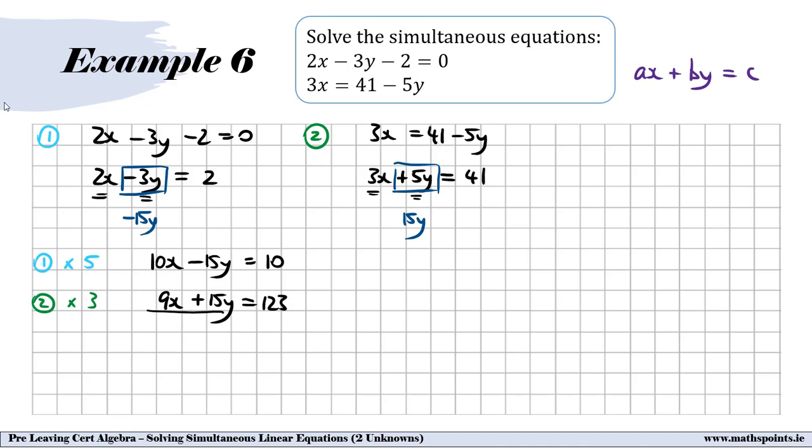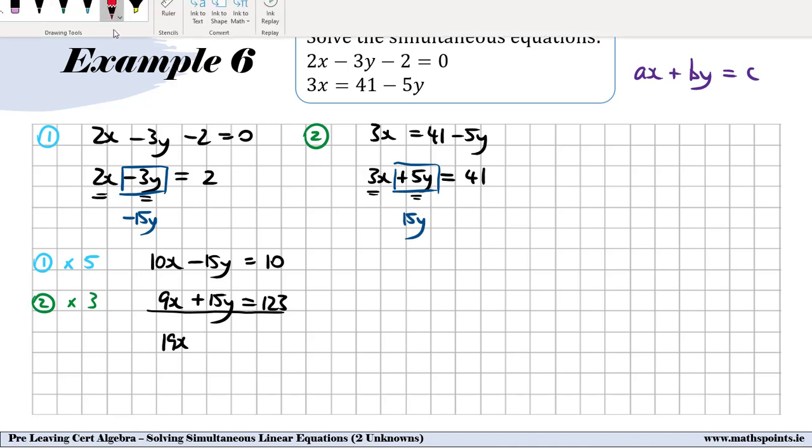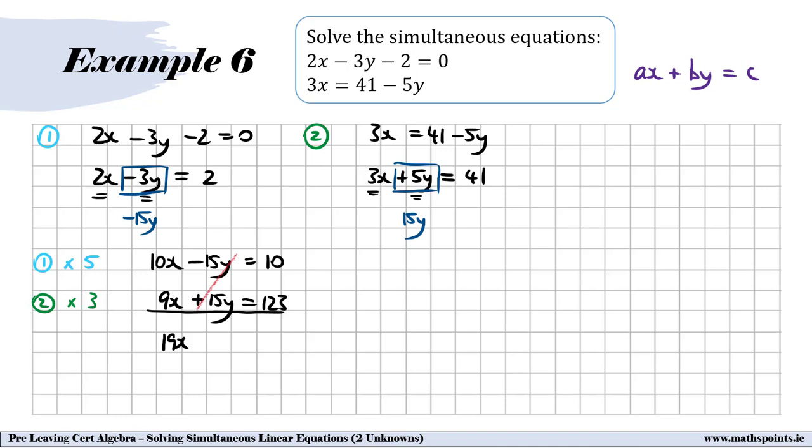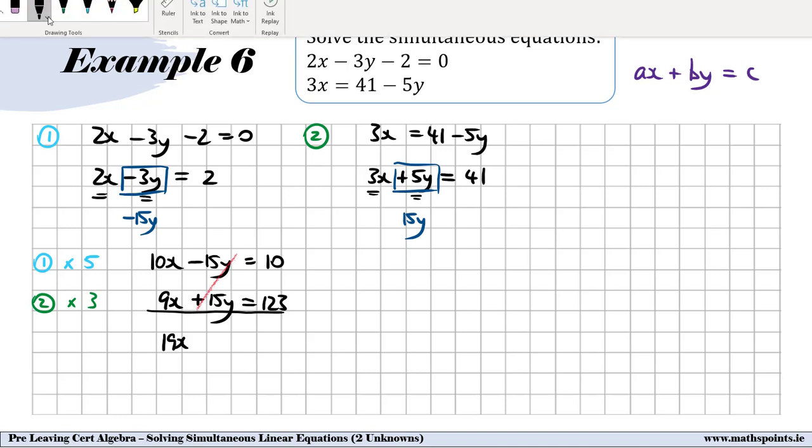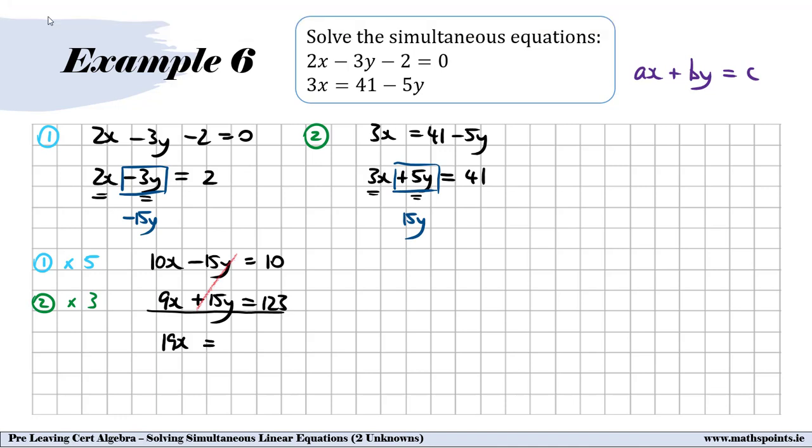I'll draw a line underneath, and I'm going to add both lines together. 10x plus 9x is 19x. Now, minus 15y plus 15y is 0, so that eliminates the y's, which is what we were trying to do. And then equals 10 plus 123 is 133. If I divide both sides by 19, I get x is equal to 133 divided by 19, which is 7.